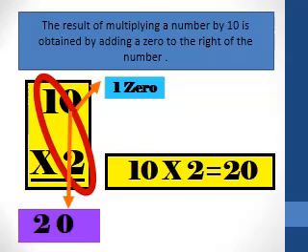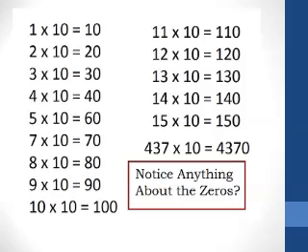So the result of multiplying a number by 10 is obtained by adding the 0 to the right of the number. If you look at this multiplication table, you have 1 times 10 is 10, 2 times 10 is 20, 3 times 10 is 30. Continue. 11 times 10 is 110, 12 times 10 is 120, 13 times 10 is 130.